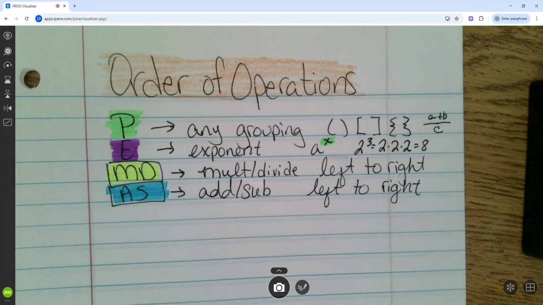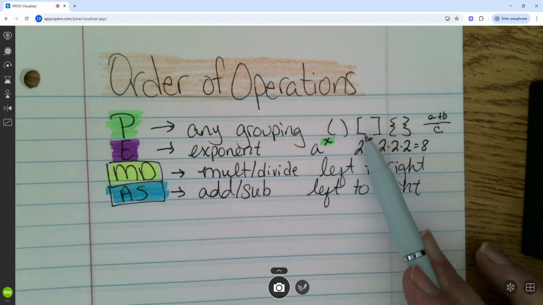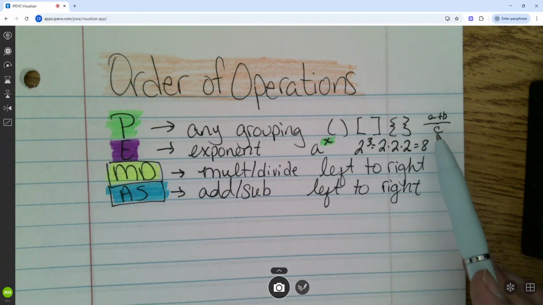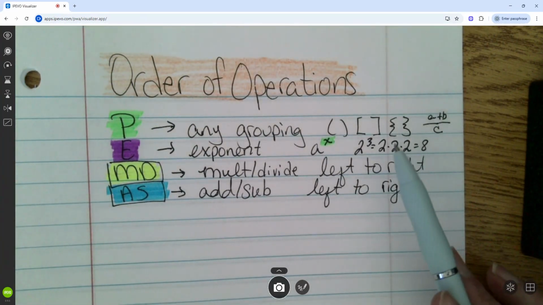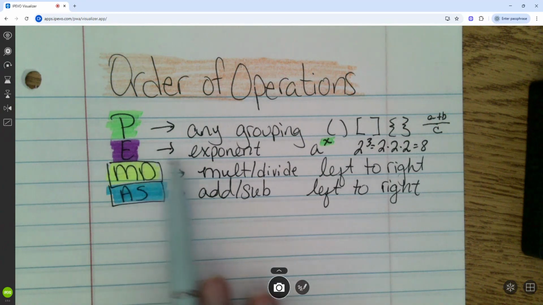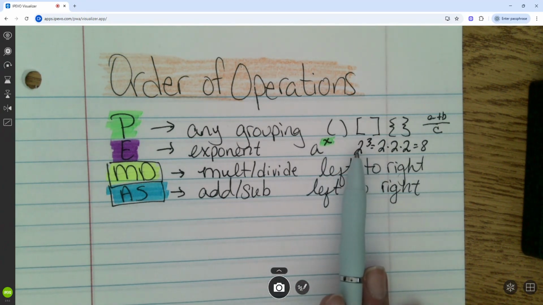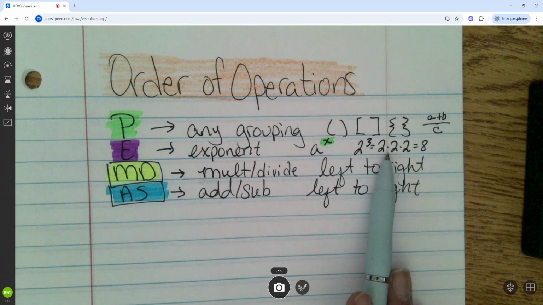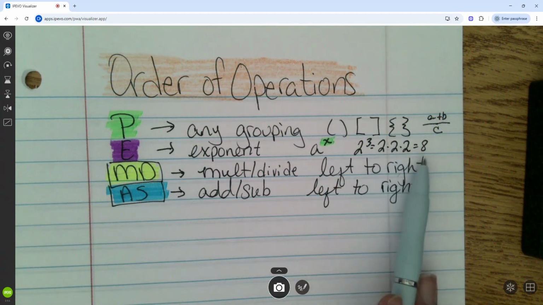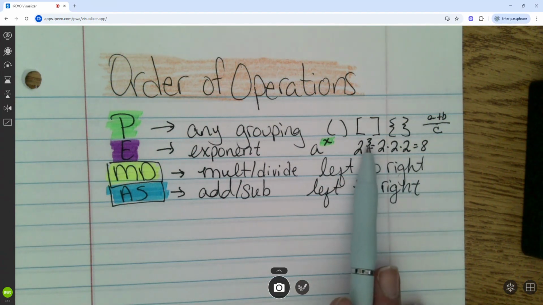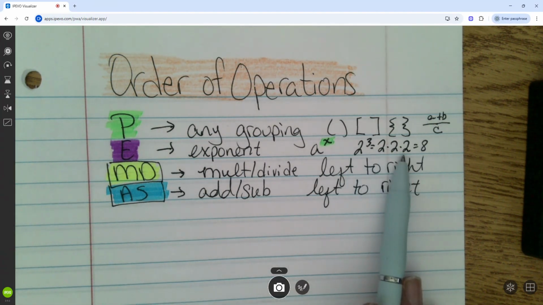So our grouping symbol can be parentheses, brackets, braces, even a fraction, because the numerator is grouped above and the denominator is grouped below. Next would be our exponents. Exponents are the small raised number that tells us how many times to write the base, and then we multiply. So for example, 2 to the third power would be 2 times 2 times 2 in expanded form, equaling 8. A lot of times we rush and want to say that's 2 times 3, and we get it wrong. So always take the time to expand that out if needed.